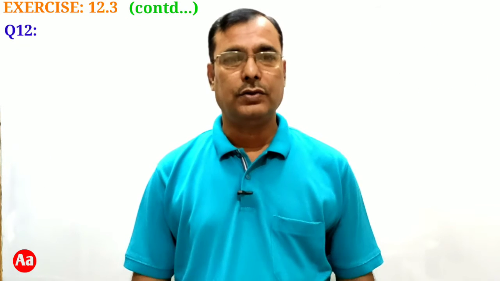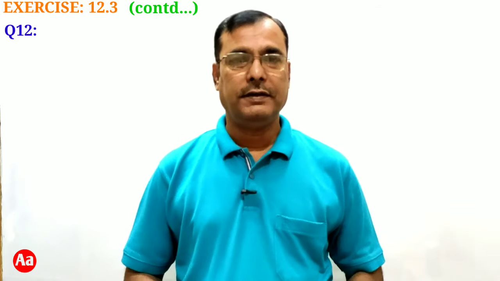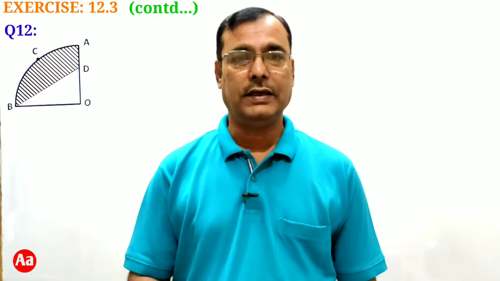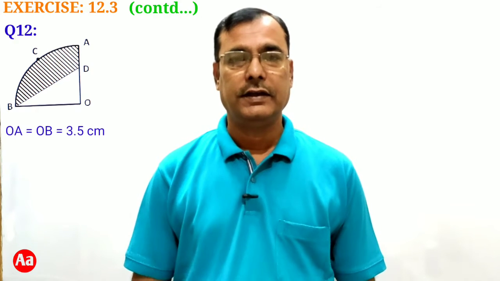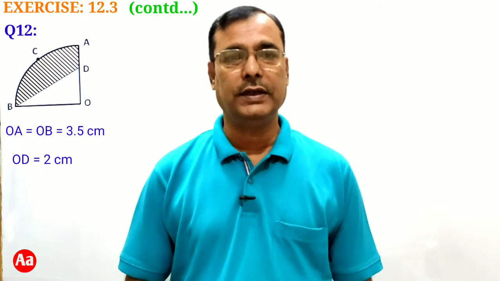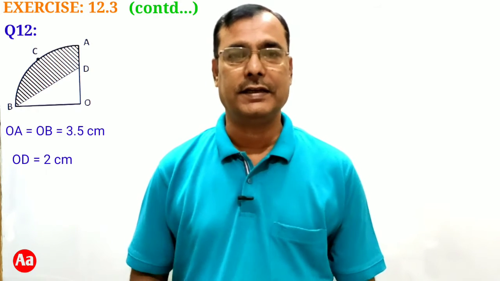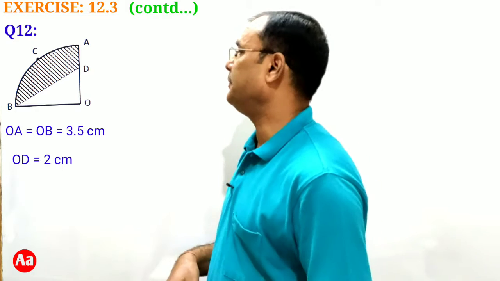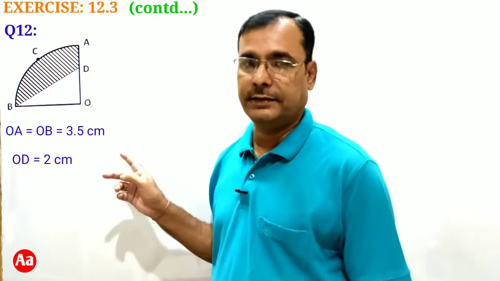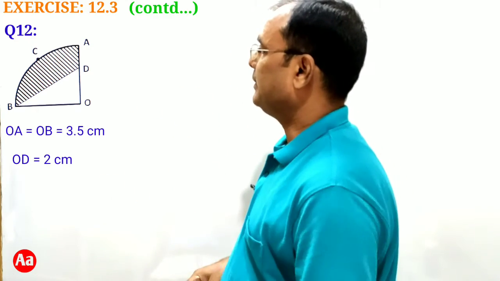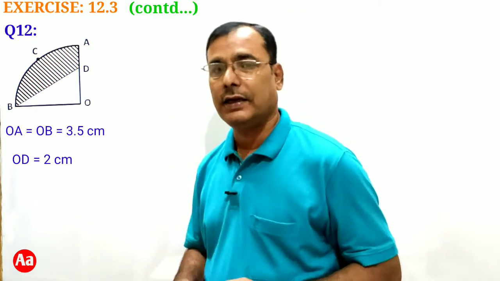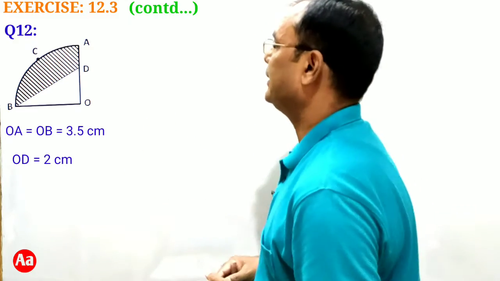Now question number 12. In the given figure, OACB is a quadrant of a circle with center O and radius 3.5 centimeter. If OD is equal to 2 centimeter, then find the area of the quadrant OACB and the area of the shaded region. In this given figure, OACB is a quadrant of a circle, O is the center of the quadrant, and OD is given as 2 centimeter. We have to find the area of the quadrant OACB and also the area of the shaded region.